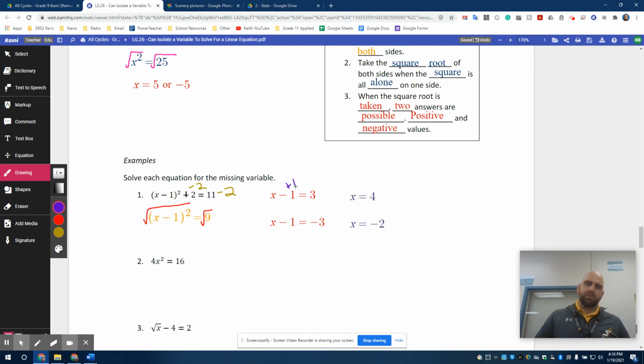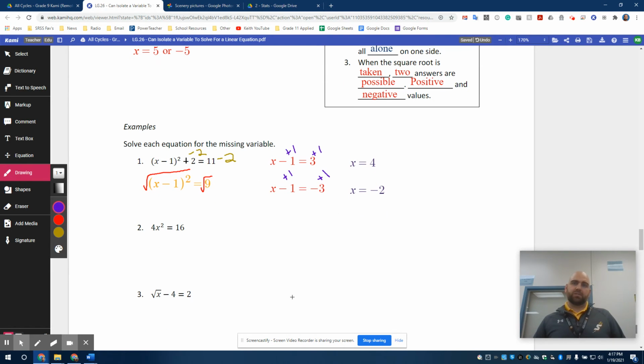So if we add 1 to this side, we get positive 4. If we add 1 to this side, so that was a little ugly, let's get rid of that. Okay, so if we add 1 to that side and add 1 to this side, that becomes negative 2. So there's actually two possible answers for this situation.